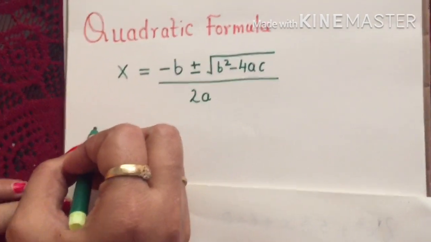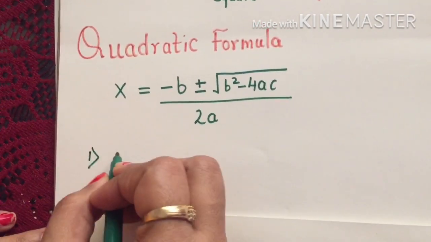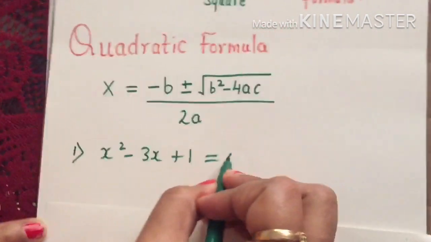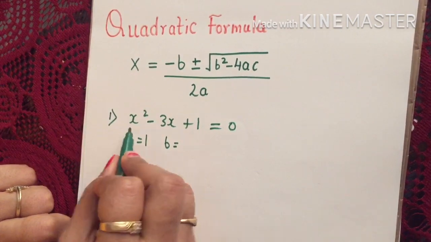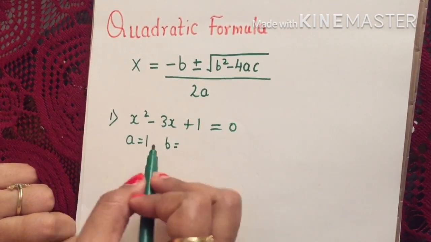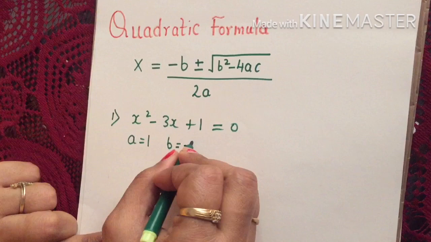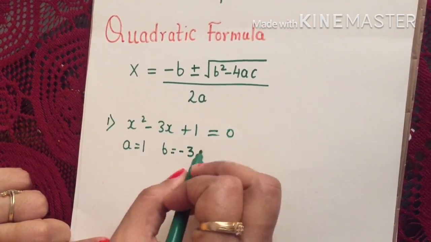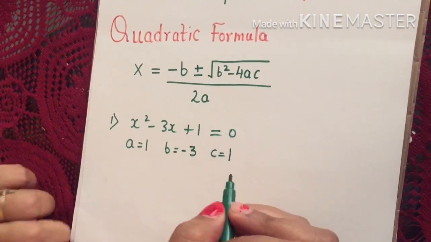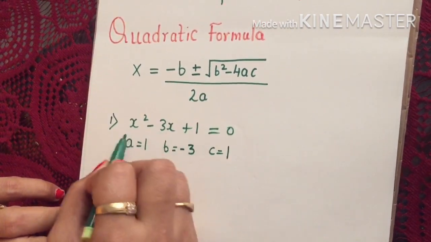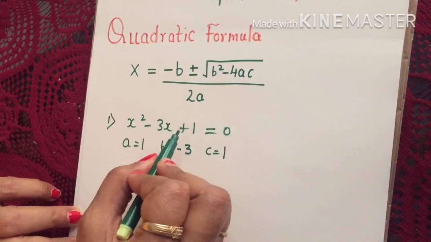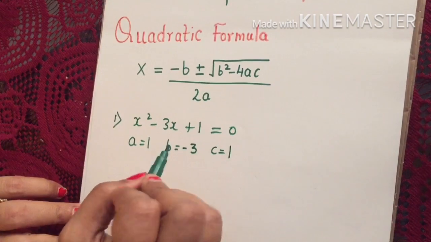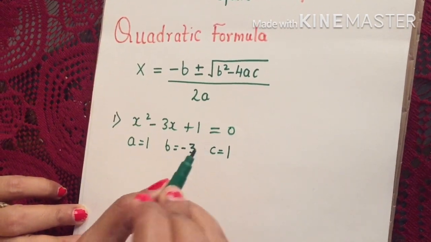So I am taking one simple example. Let it be x square minus 3x plus 1 equals 0. Here a is equal to 1, the coefficient of x square is 1. b is equal to minus 3. Please take care of the minus sign also. So the coefficient of x is minus 3 and c is equal to 1. Now let's have a look. Can we factorize it? No, I cannot solve this equation by factorization. So I have to go for the quadratic formula only.